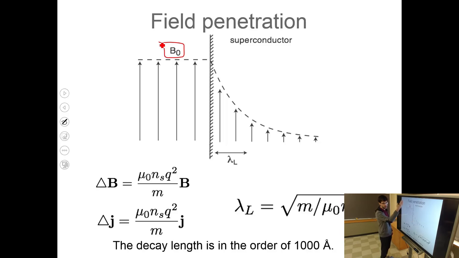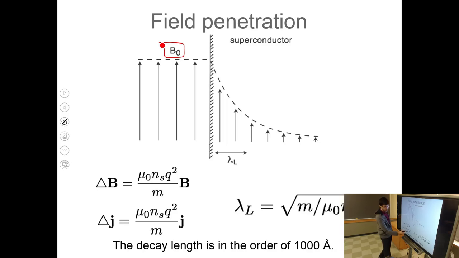So, of course, in principle, it decays forever, but we can define this characteristic length scale that characterizes how deep the field penetrates, and we call it the London penetration depth, lambda L. L stands for London, to distinguish it from other parameters or penetration depths obtained from other theories. This one is the London penetration depth.